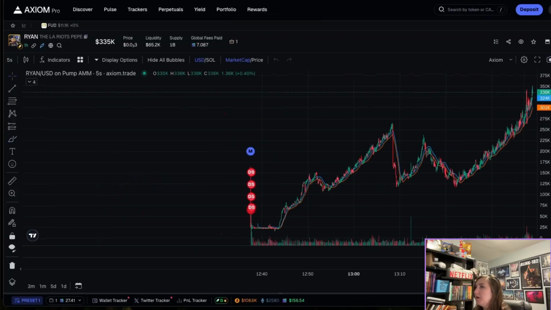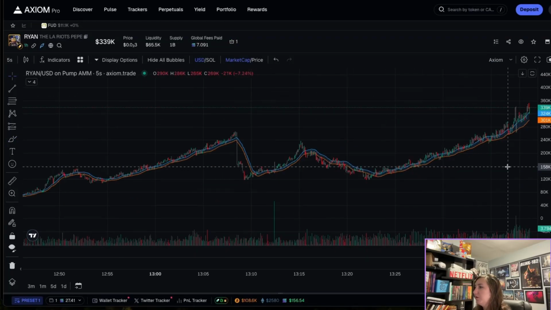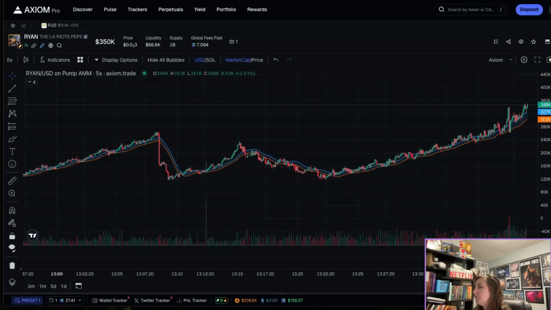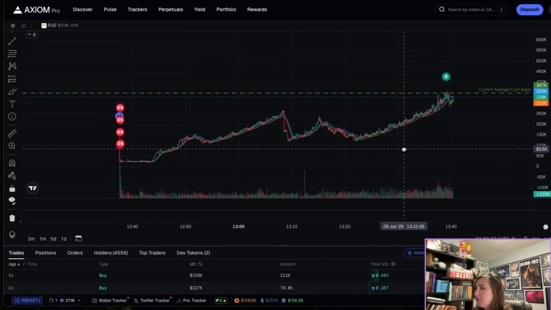Where are we at here? 100K on this one. This one could cook up to 500K. So it's moving pretty quickly. Buy it, Ryan. See what we get. So not a lot of holders. This one's a little bit different.